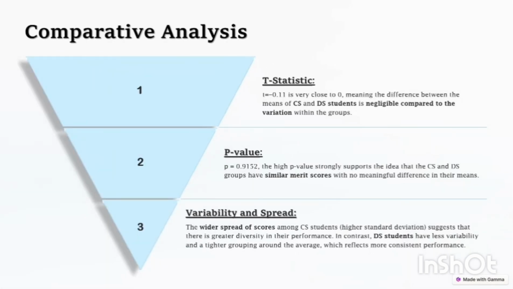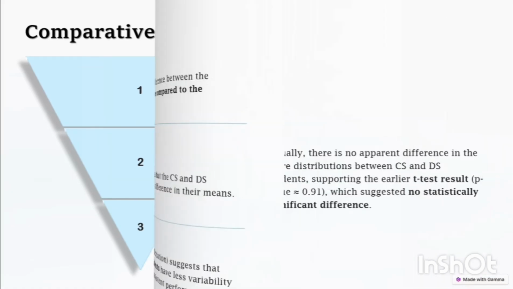Comparative analysis. Our comparative analysis highlights some important findings. First, the t-statistic of minus 0.11 and a p-value of 0.92 strongly suggest that there is no significant difference between the mean score of CS and DS students. However, CS students have more variability in their scores, which means their performance is more diverse. On the other hand, DS students show tighter score distribution, which indicates more consistent performance.